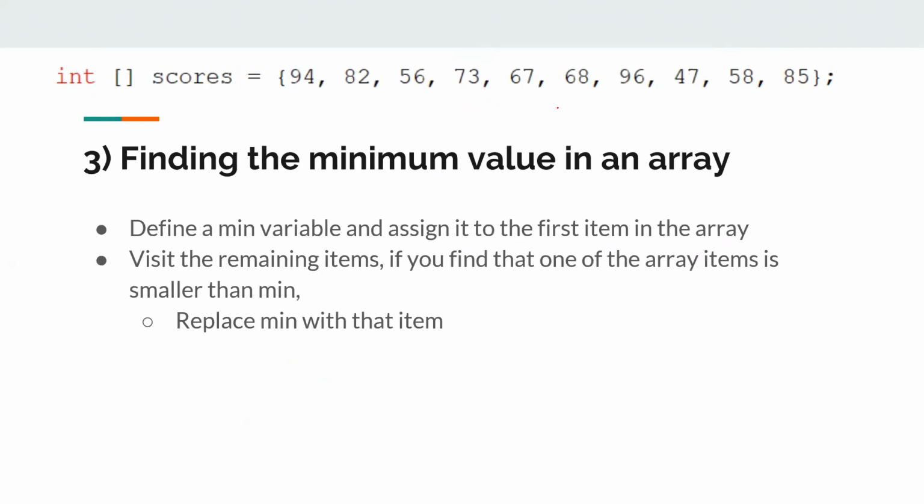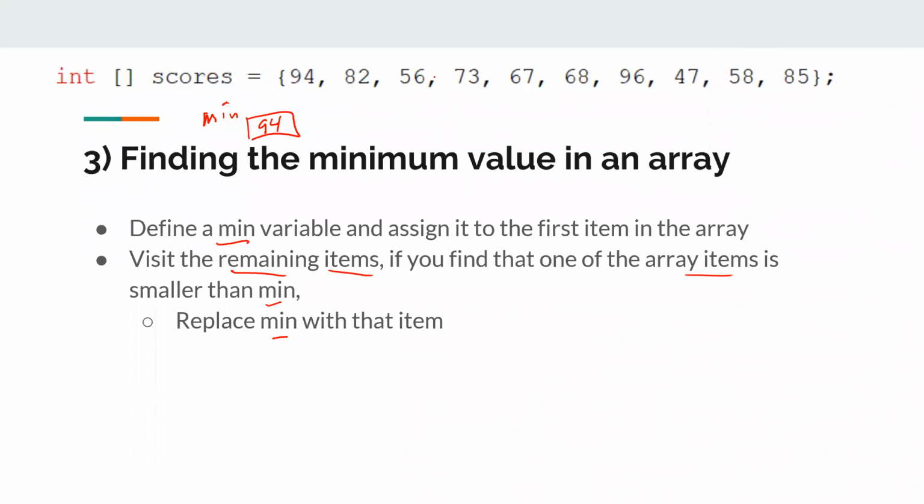Finding the minimum value in an array is pretty straightforward. You define a min variable and assign it to the first item in the array. So in this case, you would put scores of 0 into min, right? So the first item, you just assume that's the minimum. And then you visit the remaining items, and if you find one of the array items is smaller than min, you replace min with that particular array item, right? So you say, if scores of k is less than min, min equals scores of k. So that's how you find the min.